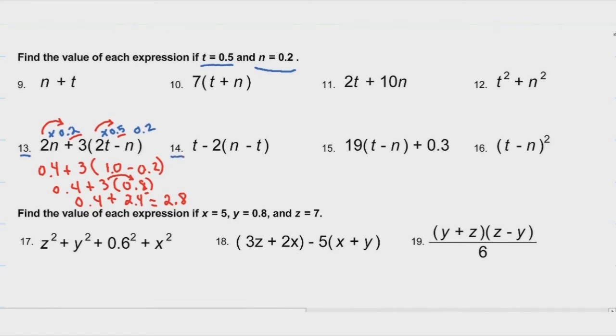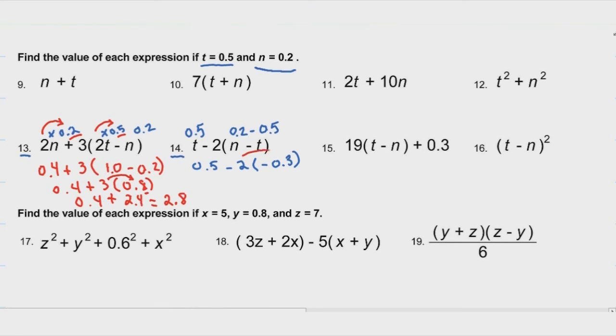Okay, problem 14. We have t equals 0.5. We have minus 2 with parentheses, and n equals 0.2, and t equals 0.5. We can't do anything with this 0.5 until we take care of the parentheses, so just leave the 0.5 minus 2, and 0.2 minus 0.5 is going to give us a negative number because we're trying to take away more than we have, and that'll give us a negative 0.3.